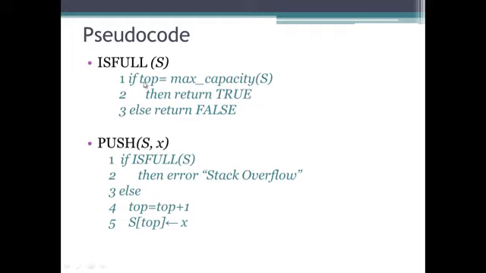For checking the is full condition of the stack, we check whether the top is equal to the maximum capacity of the stack. If it is equal, then full is true. So this method returns true in that case, otherwise false. Now let's see how to map the pseudocode to code in C.